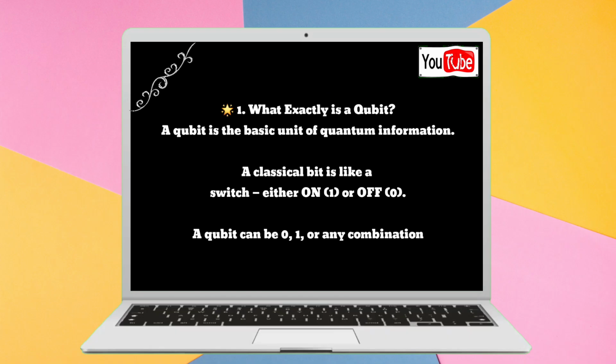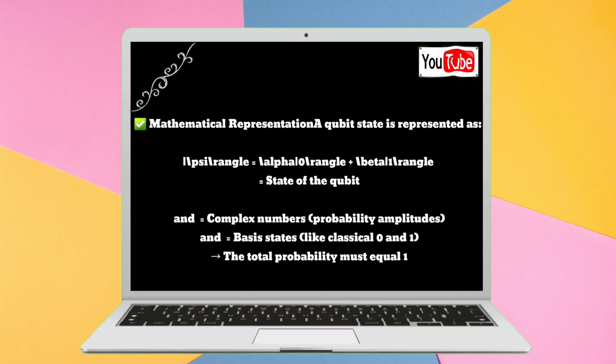1. What exactly is a qubit? A qubit is the basic unit of quantum information. A classical bit is like a switch, either ON, 1, or OFF, 0. A qubit can be 0, 1, or any combination of both at the same time. This is called superposition. Mathematical representation.